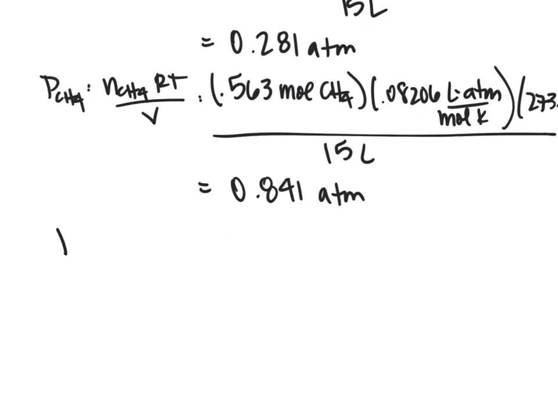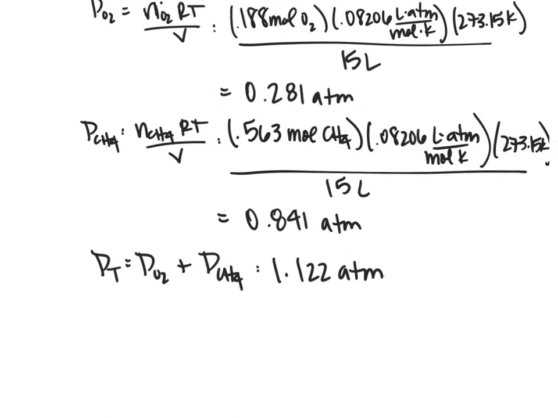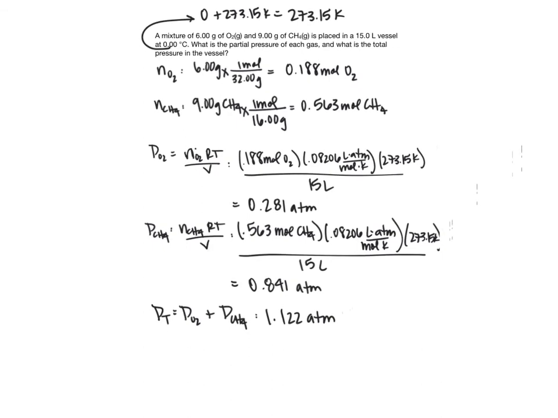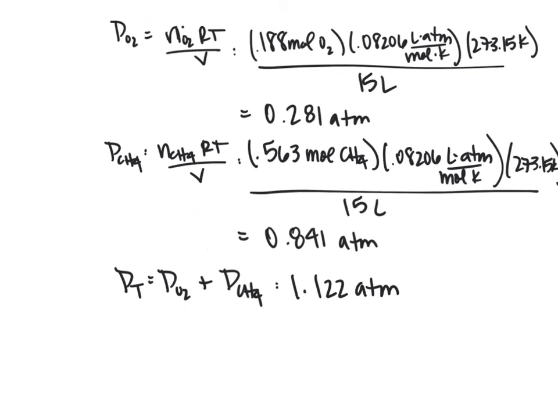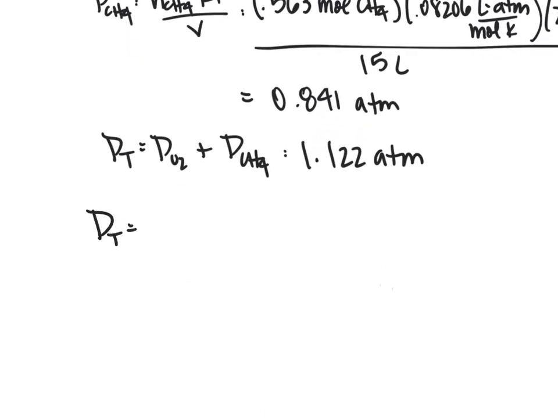So now our P total is going to equal PO2 plus PCH4, which is 1.122 atmospheres. And since we're adding those two together, the significant figures are going to be based on the number of decimal places at the end, because these values both needed 3. So the next thing we want to think about is you could have also solved for P total equals n total RT over V, and then you would have had to be able to calculate back into the other values.